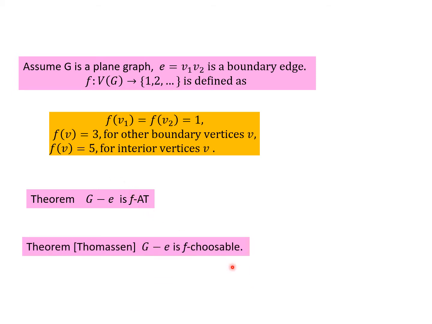If you compare this result with Thomassen's theorem, Thomassen proved that G minus e is f-choosable. What it says is that v1 and v2 are pre-colored, so they have list size 1. That means it's already colored, and each boundary vertex has 3 permissible colors, and each interior vertex has 5 colors, and then you can color it. This is Thomassen's result. So this is parallel to that one.